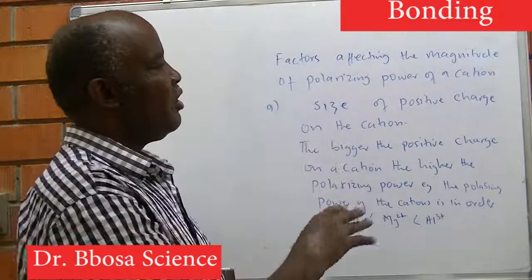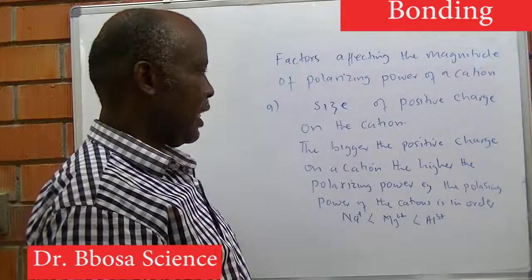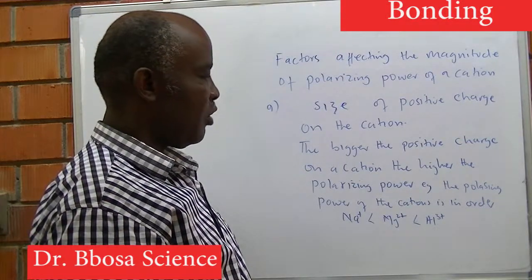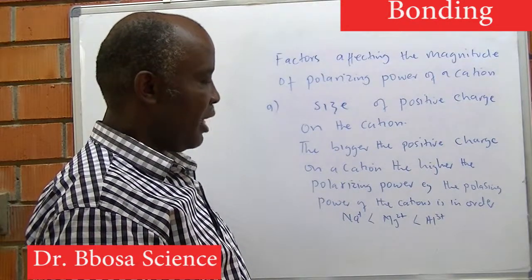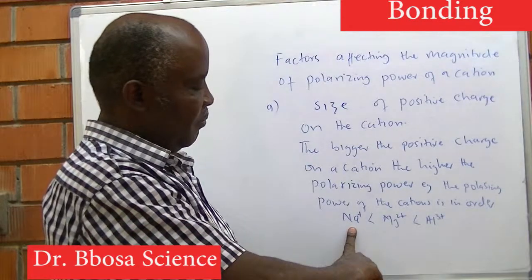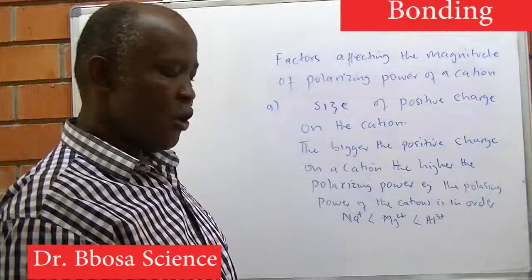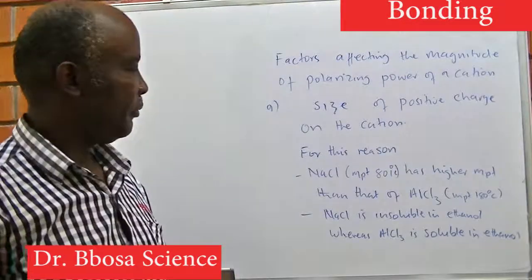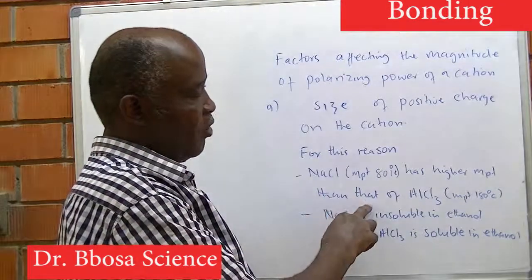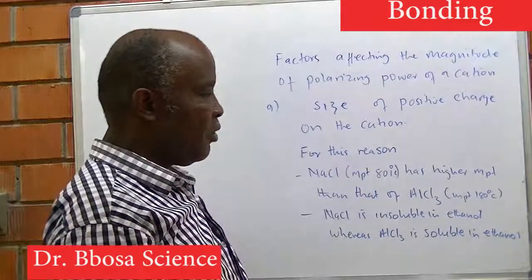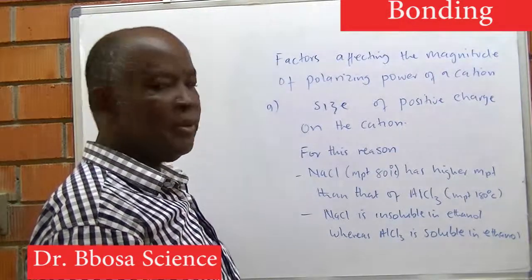Factors affecting the magnitude of polarizing power of a cation: A, the size of the positive charge on the cation. The bigger the positive charge on a cation, the higher the polarizing power. For instance, in the order of polarizing power, sodium ion has lower polarizing power than magnesium ion, than aluminium ion. For this reason, sodium chloride, melting point 801 degrees Celsius, is higher than that of aluminium chloride, which is 180 degrees Celsius. Sodium chloride is insoluble in ether. Aluminium chloride is soluble in ether.